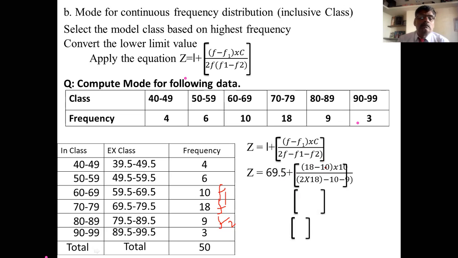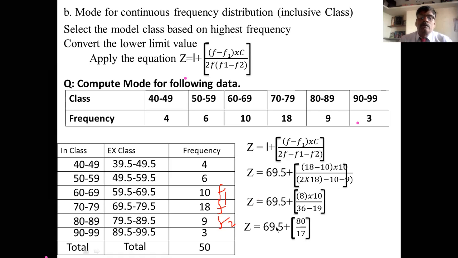18 minus 10. F is 18, F1 is 10, into 10 which is the class interval, divided by 2 into 18 minus 10 minus 9. In the next step, you write the value: Z is equal to 69.5 plus 18 minus 10, 8, into 10. 2 into 18, 36, minus 19. 10 plus 9, totally 19. Like this you may write.